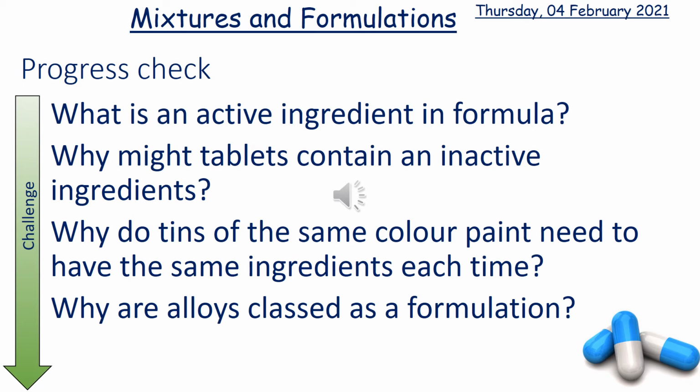Okay, now let's do a quick progress check on what we have learned so far about mixtures and formulations. So for question number 1, what is an active ingredient in formula? Question number 2, why might tablets contain an inactive ingredient? Question number 3, why do tins of the same color paint need to have the same ingredients each time? And the last question, why are alloys classed as a formulation? So you can pause the video now and try to answer all these questions in your book. And then we can check the answers on the next slide.